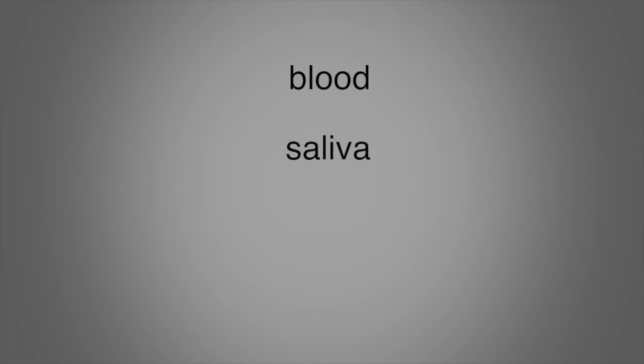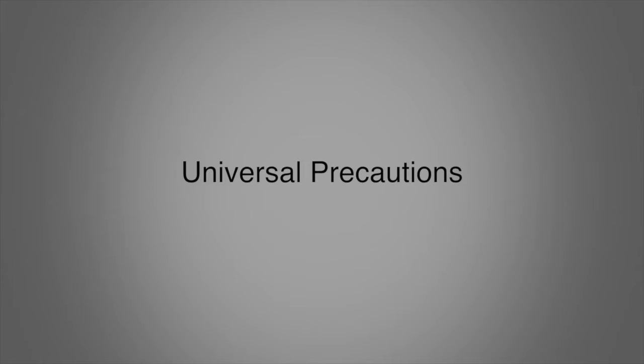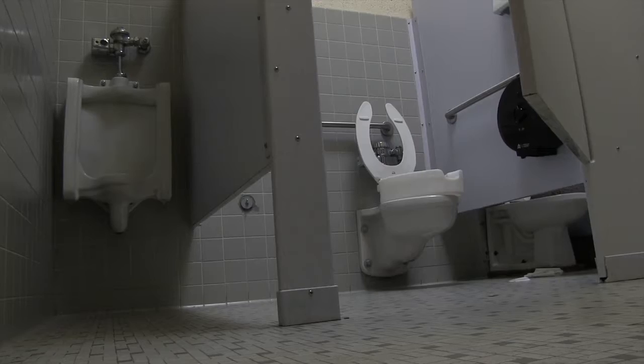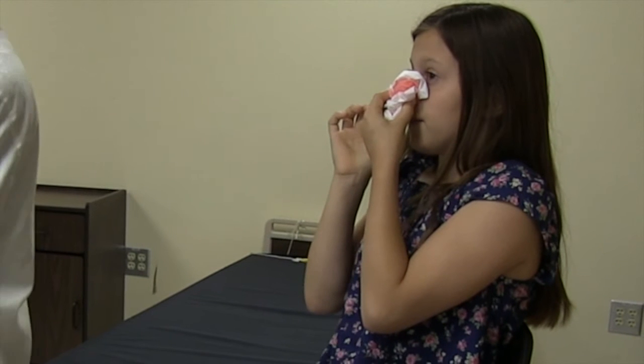OSHA has specifically identified potentially infectious body fluids for which universal precautions must be taken when encountered. The most common fluids are blood, saliva, vomit, and urine. If you find yourself in the position of being exposed to any of these materials, it is essential that you use universal precautions, which means that you should treat all exposures to blood or body fluids as if the material presents an actual risk of disease.